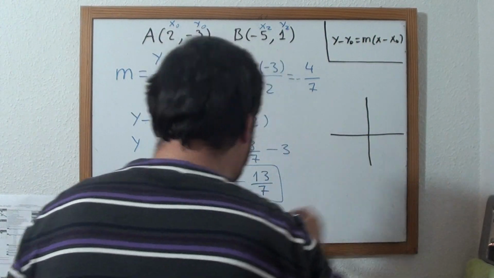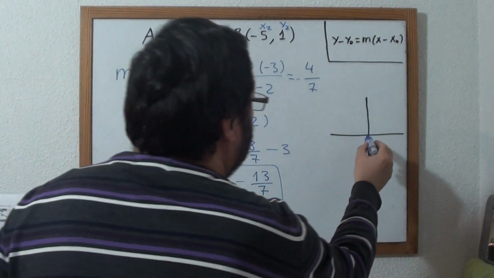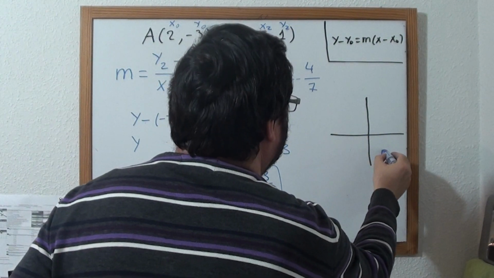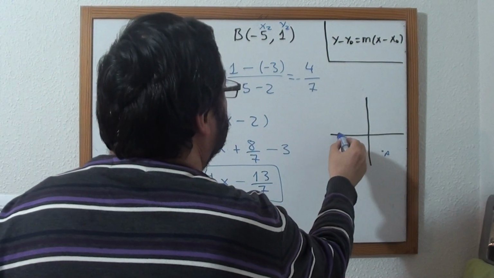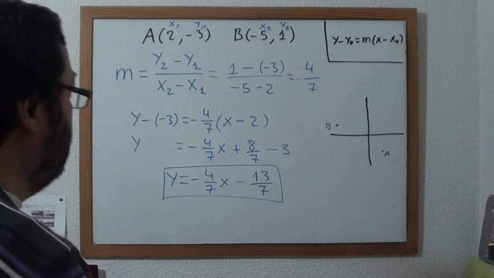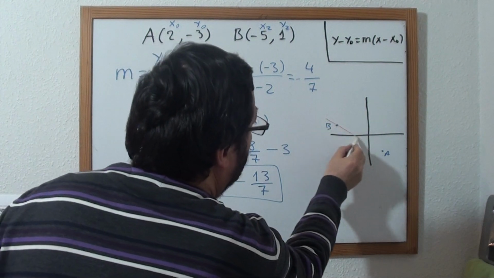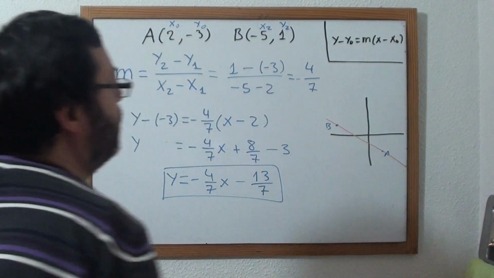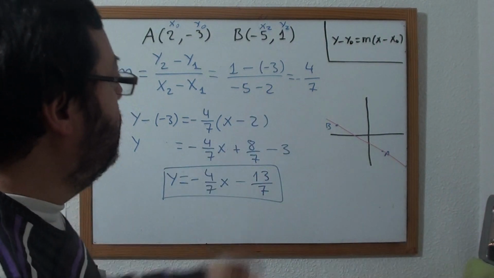So if we have one of the points, point A, could be here, and point B, minus 5, 1, could be here. So we have found the equation of the line going through those 2 points. Okay? You can check it out with Desmos to check that the calculations are right.